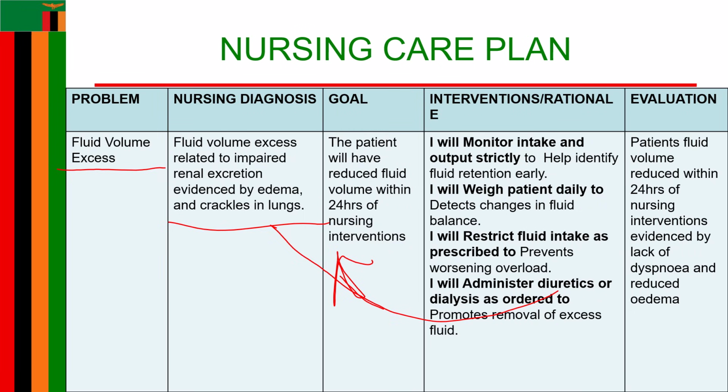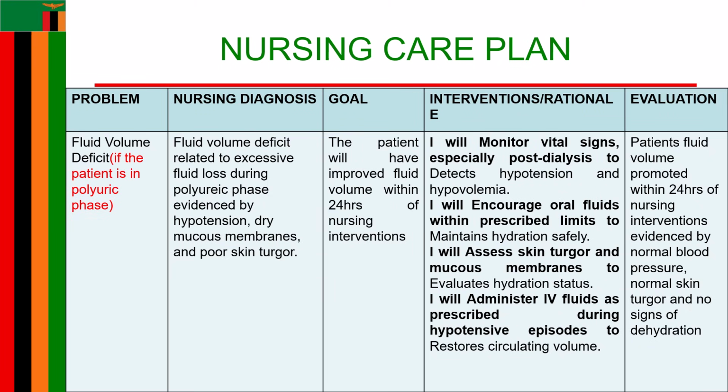But apart from fluid volume excess, the patient in renal failure can also have fluid volume deficit. And for you to put these two problems, you need to know the symptoms in the scenario. If the patient presents in oliguric phase, meaning that they are not passing urine, that is when they will present with fluid volume excess. But when the patient presents in polyuric phase, it means that they are in the end stage of renal failure where urine just comes out and they need catheterization. So in that case, the patient ends up having fluid volume deficit.